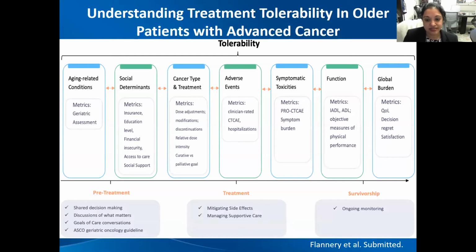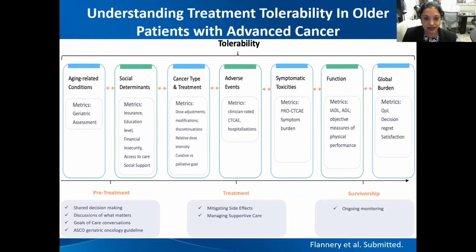I'll summarize with this slide. This is a slide that really incorporates a lot of the information that I presented today in this talk. It was developed by Dr. Flannery and will be published in a Journal of Clinical Oncology special issue for geriatric oncology that will come out around June, that's being edited by me, Dr. William Dale from City of Hope, and Dr. Paul Jacobson.